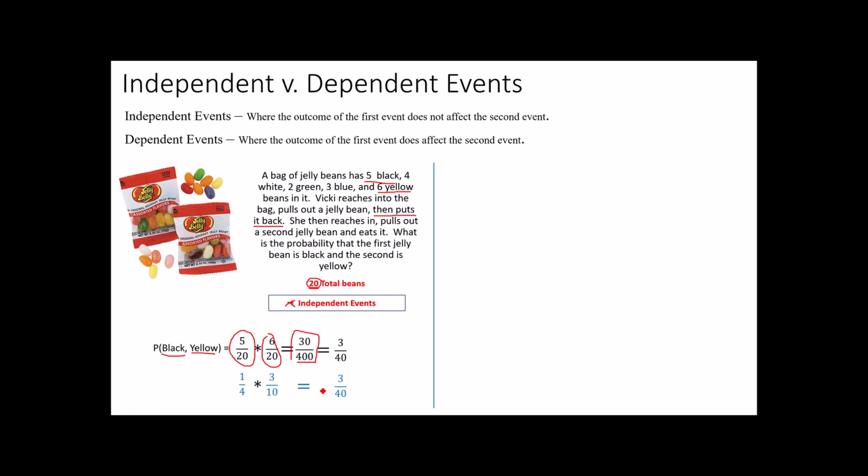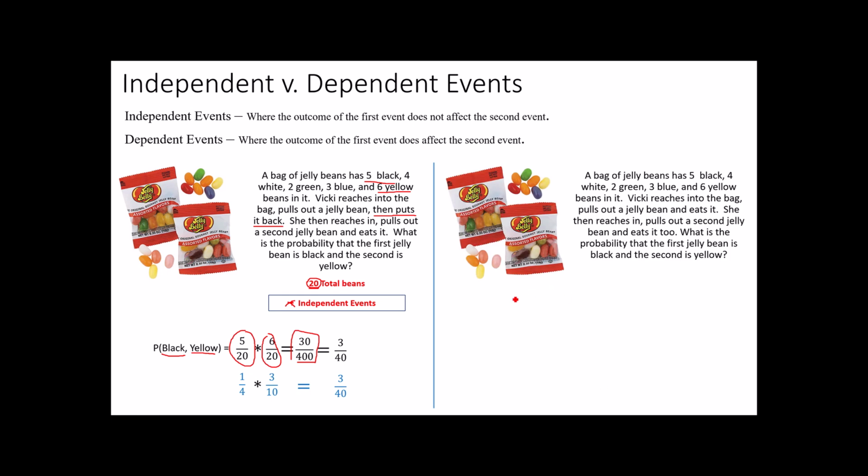Let's try another one, shall we? A bag of jelly beans has 5 black, 4 white, 2 green, 3 blue, and 6 yellow beans in it. Notice this is the exact same thing we had over here, which means we still have a total of 20 jelly beans. Vicky reaches into the bag, pulls out a jelly bean, and eats it. Now this is where the problem gets interesting. In the previous problem, it says she puts the first bean back. In the second problem, she pulls it out and eats it. That tells us that this is going to be dependent events.